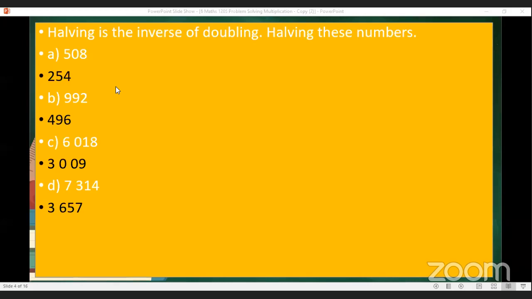Okay. Coming back to number B. So the number is 992. Right, and then we are halving.